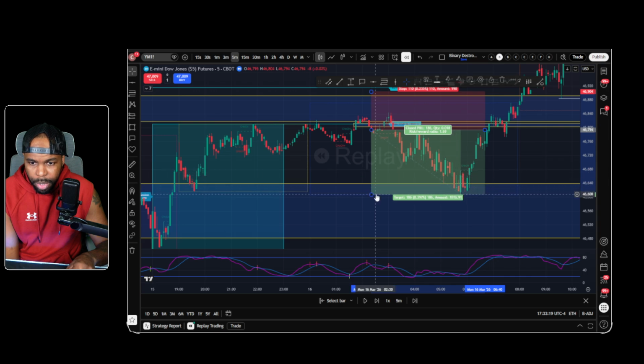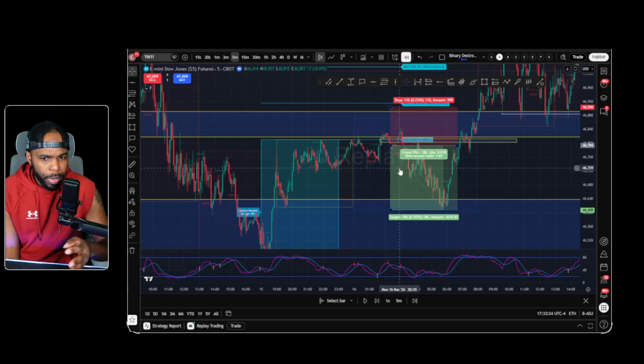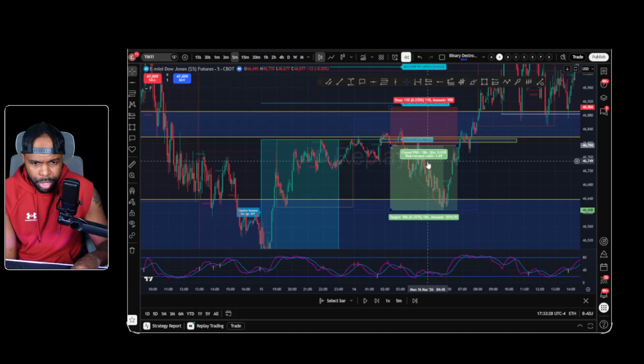And I would have took the sell right here. More than enough. More than enough. Especially if you're trading futures, this is more than enough. This could be a $500, $1,000 move right here.